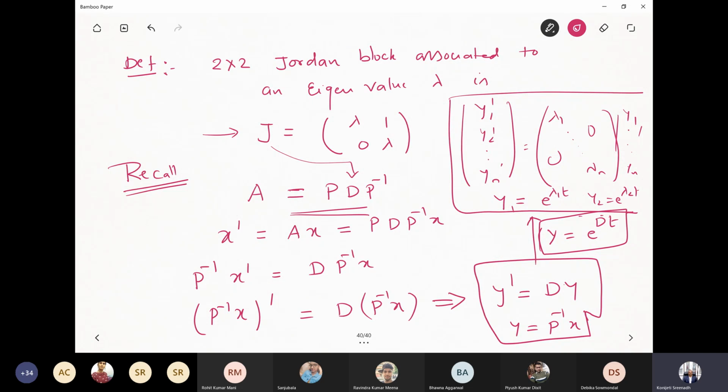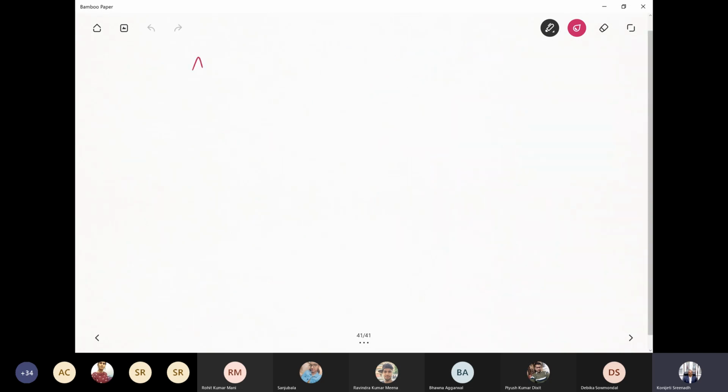Suppose the aim is to show that A is nothing but P J P inverse, where J is a Jordan form. And you can do the same calculations that we did earlier. Multiply by P inverse, X prime is going to be J into P inverse X. So this is now Y prime equals J into Y, where Y is P inverse X.